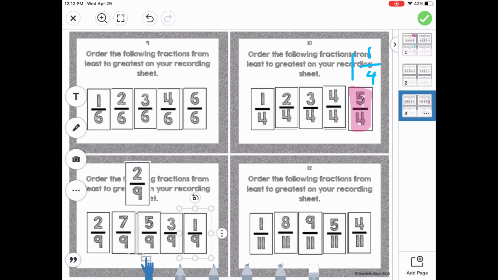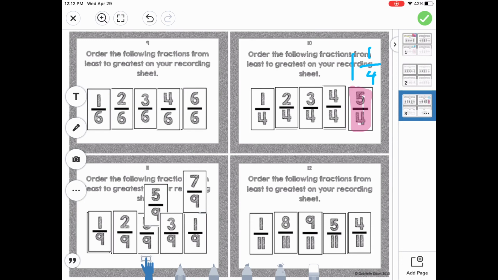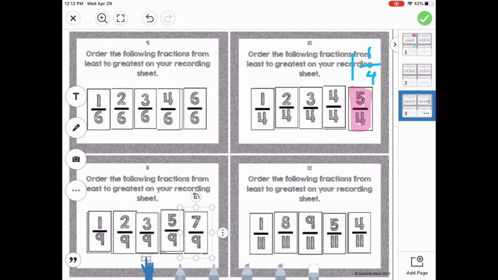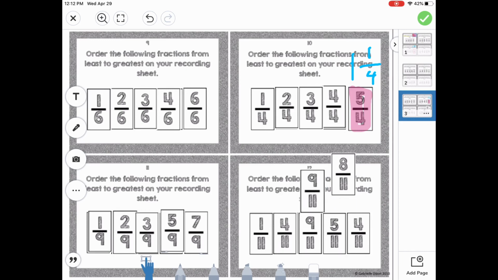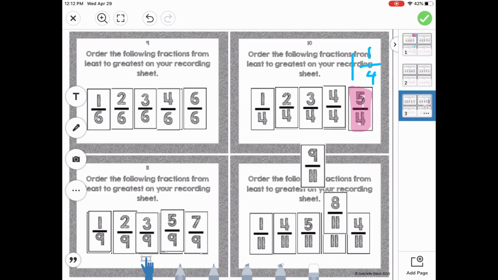Number 11, I see 1/9 is the smallest. Then I know 2/9, 3/9, 5/9, and 7/9. And last but not least, number 12, 1/11 is already the smallest in the first spot, then 4/11, then 5/11, 8/11, and 9/11.